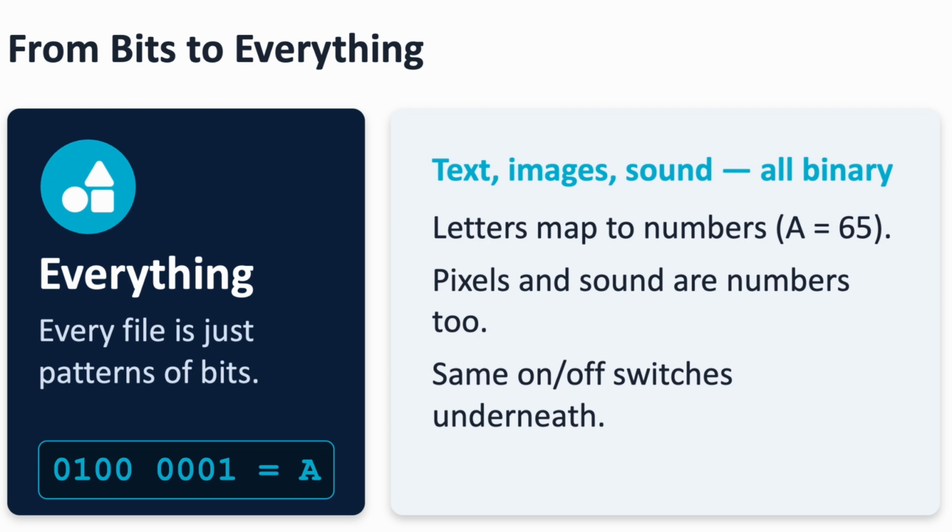Right, because literally everything is a pattern of bits. Because letters map directly to numbers. The slide notes that the letter A equals 65, which is 01000001 in binary. Exactly. And to synthesize the broader picture here, pixels and sound map to numbers identically. So it's exactly the same system for everything. Underneath your entire digital experience, yes, it is exactly the same on and off switches at work.